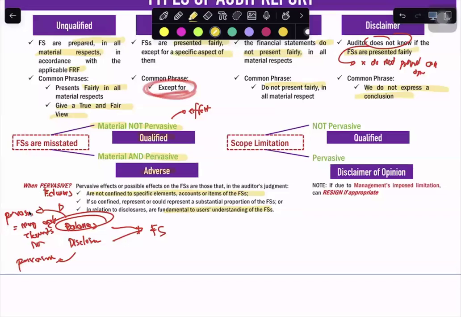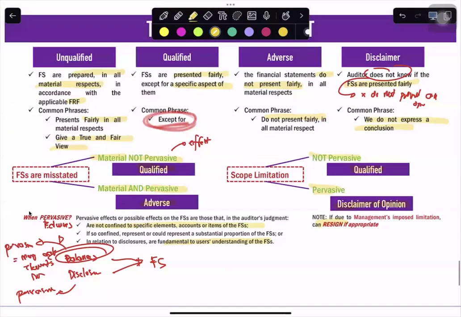Next, as to scope limitation. If the scope limitation is not pervasive, it is qualified. If pervasive, it is a disclaimer of opinion. Now, if the limitation is management imposed, then you can still resign, especially if that is early on in the engagement. But if you have already finished the engagement, then properly provide a disclaimer of opinion.